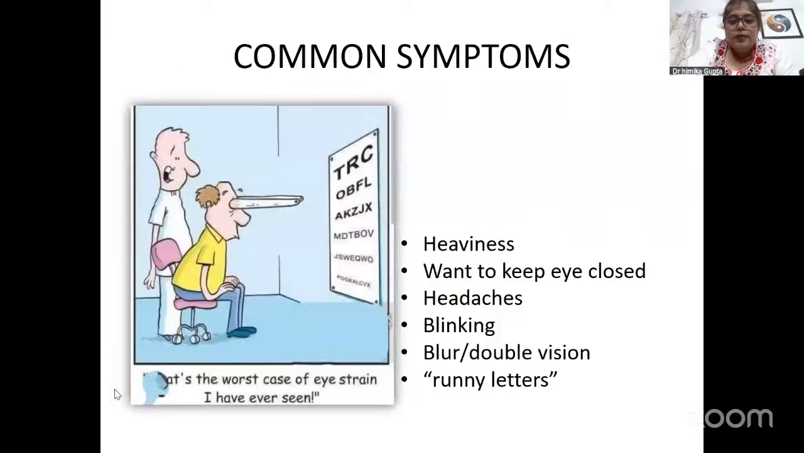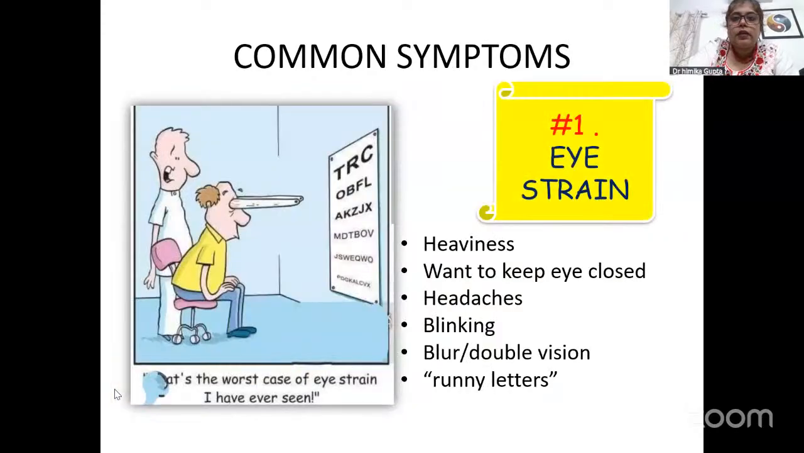So what are the common symptoms that the patient comes to us with? Most of these symptoms are pretty similar in adults as well as kids. The only thing is that they tell us in a different way. If the child is slightly bigger, above 6 years of age, they say that the eyes are heavy. They want to keep the eyes closed. There are headaches. There's frequent blinking. There is blurry or double vision. And there are runny letters, meaning the letters seem to run or fuse into each other when it is fine print media. So these are some common symptoms.